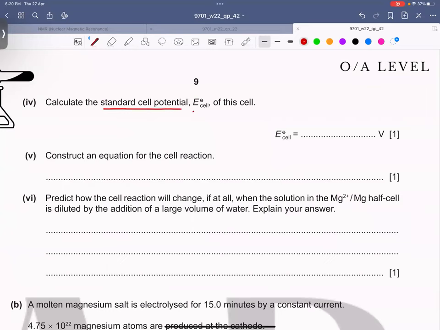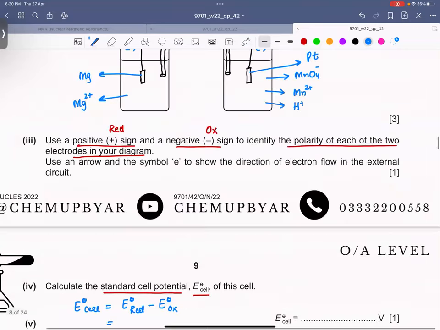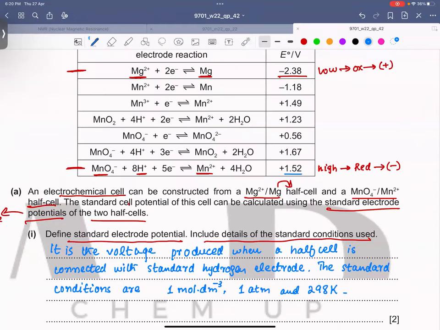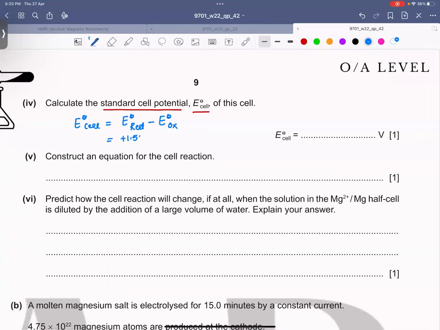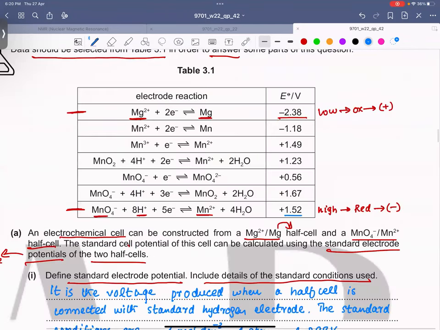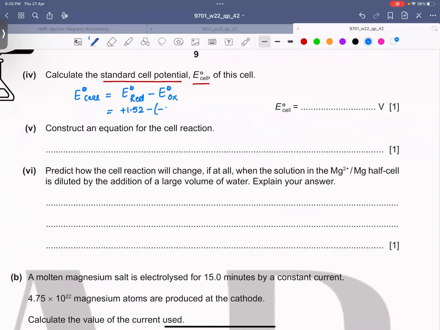calculate the standard cell potential, E naught cell, of this cell. So we know the expression to find the E naught cell. It suggests that the electrode potential of the half cell where reduction is taking place minus the electrode potential of the half cell where oxidation is taking place. So the reduction is occurring at the permanganate half cell having the electrode potential of positive 1.52, then minus E naught oxidation, which is minus 2.38. So minus 2.38. Can anybody solve and tell me the answer? I think 3.90. 3.90 volt. Is this clear? Yes, sir.